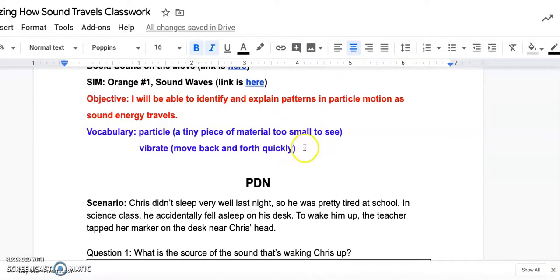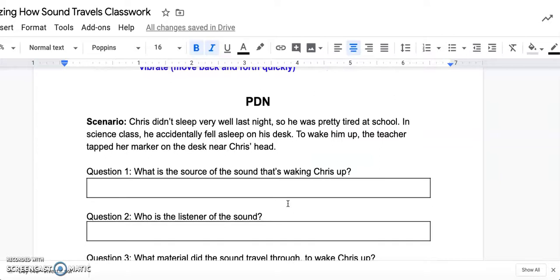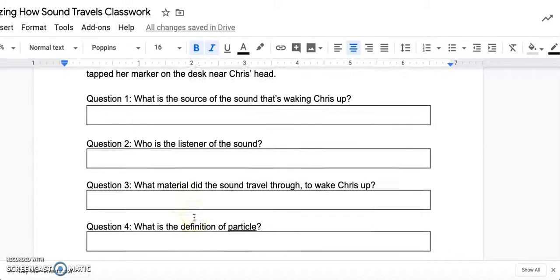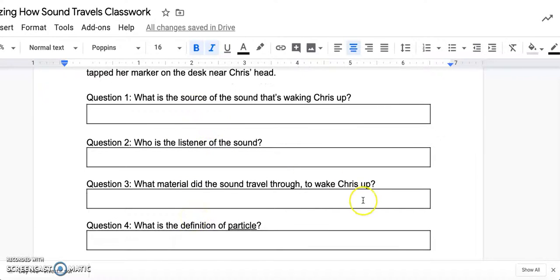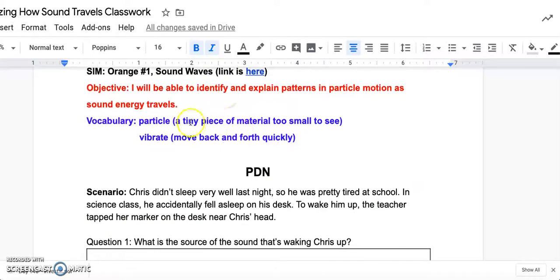As usual, in blue, you have your vocabulary words. Please use these vocabulary words when you are writing definitions in your PDN. For your PDN today, you have a scenario. In this scenario, talking about my big brother Chris here, imagining he was in science class when he was your age. This is what happened in one of the science classes. You're going to answer these 3 questions about Chris being in science class and falling asleep. And then here you have your regular definitions, which again, I would like for you to use the definitions in blue.